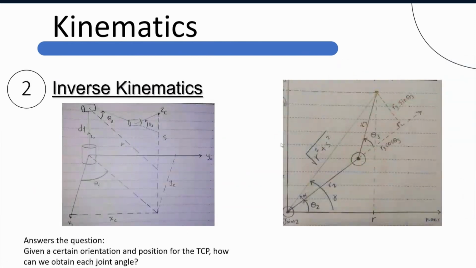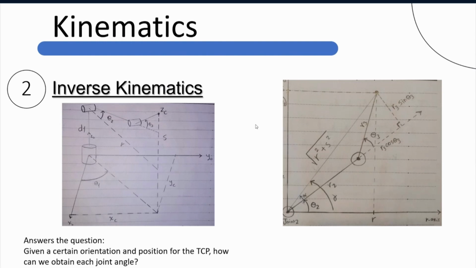And the inverse kinematics answers the opposite question, which is: if I have a certain orientation and a certain position for the tool center point, what is the value of each angle of the robot? So I have to solve for each angle here in order to achieve the given orientation and the given position for the tool center point.